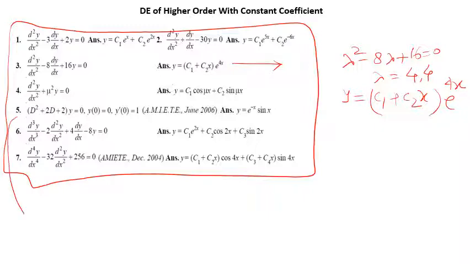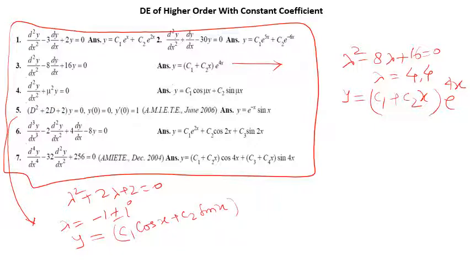Similarly, consider problem number 5. Lambda square plus 2 lambda plus 2 is equal to 0. Then lambda is equal to minus 1 plus minus i. Right? The solution is y is equal to, imaginary part coefficient is 1, c1 cos of x plus c2 sin of x, multiplied by e to the power minus x.